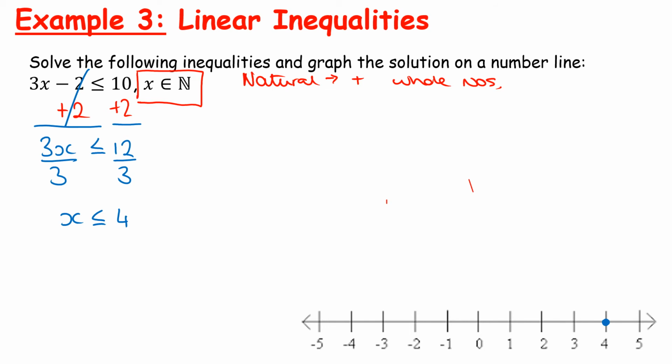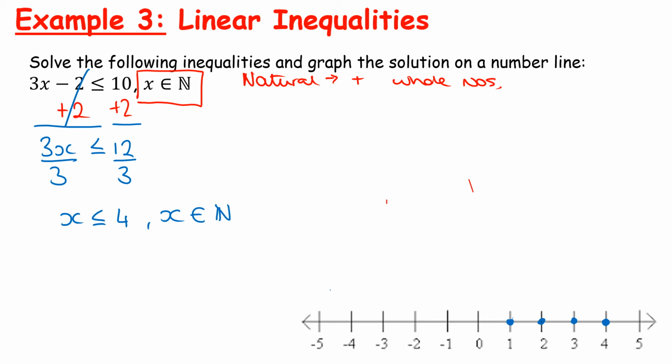Remember, because they're whole numbers, we're dotting the whole numbers. 3 is included, 2 is included, 1 is included, but then we stop because they've told us that it is a natural number, so we stop at 1. So the 4 numbers which are part of our answer are 1, 2, 3, and 4.